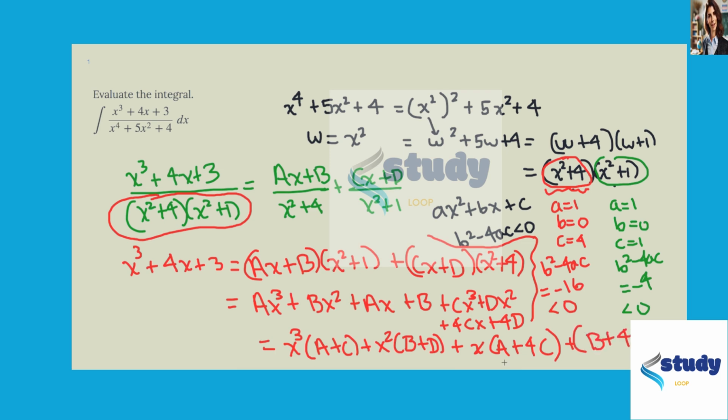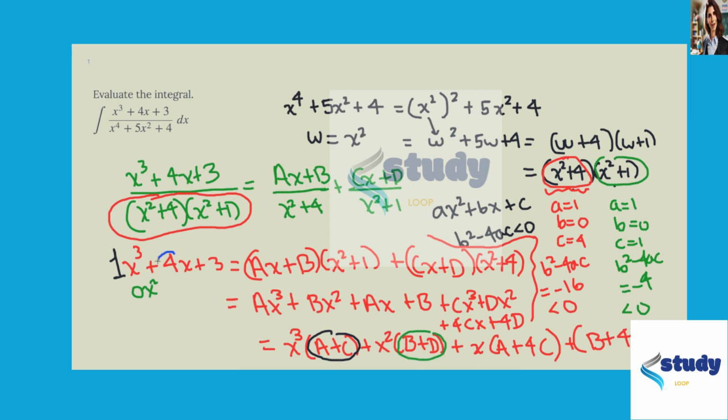And now we compare coefficients on this latest equation versus the original expression on the left. On the left, we see that the coefficient in front of x cubed is a 1. So that gives us a plus c equal 1. That's one of our equations. And we see that there is no x squared here, or if we like, there's a 0x squared. So that means b plus d must be 0.